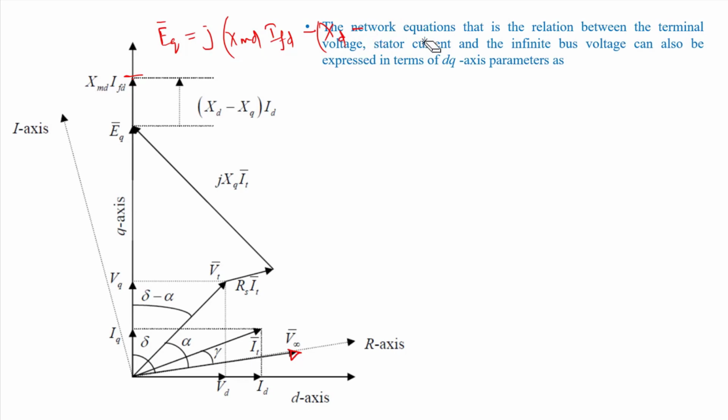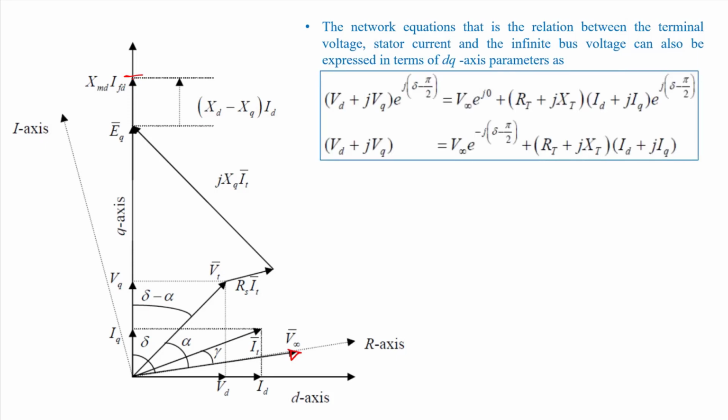So then the network equation. Now I'll write the network equation, that is the relation between the terminal voltage, the terminal current, and the infinite bus voltage. Because whatever relationship we have seen till now is the relationship between the internal voltage and the terminal voltage. Now we'll see the relationship between the terminal voltage and the infinite bus voltage, okay?